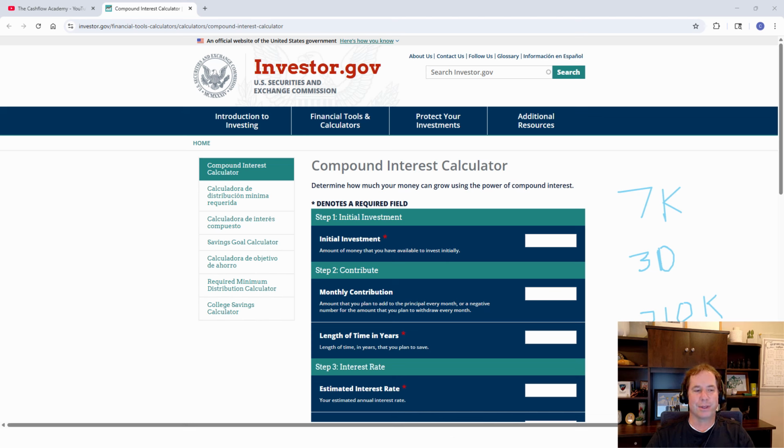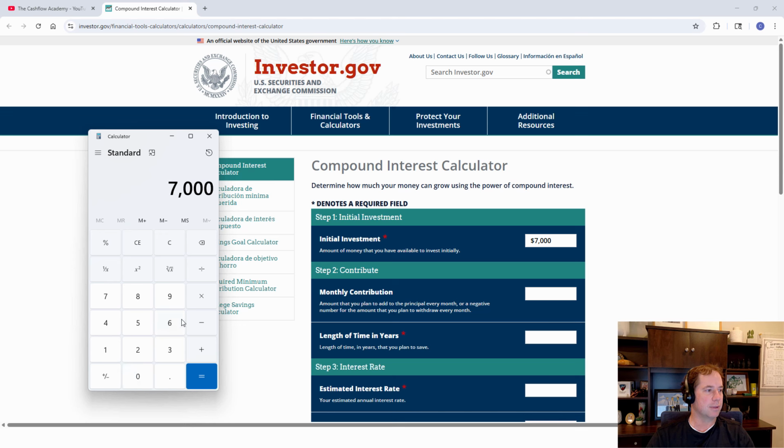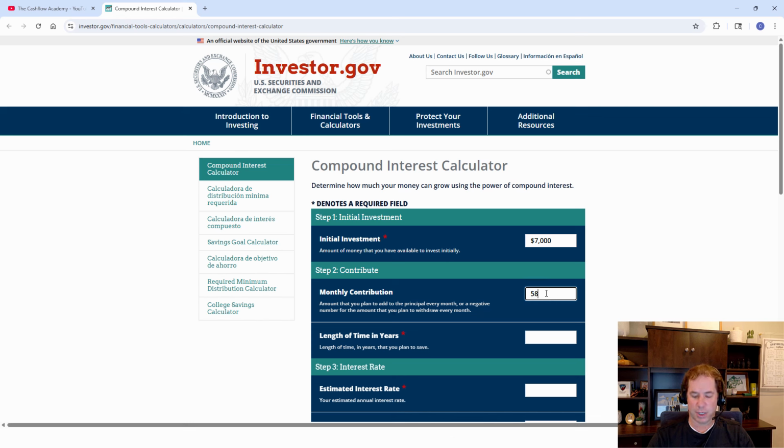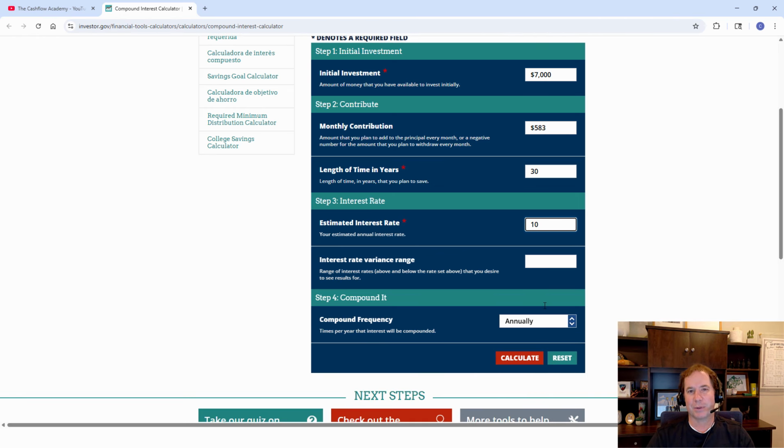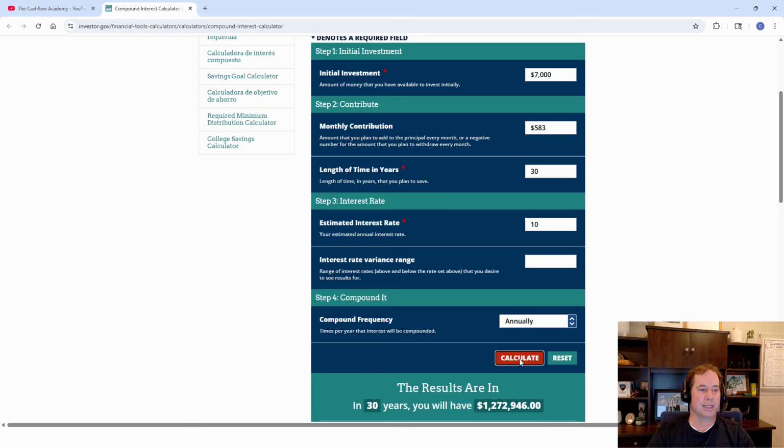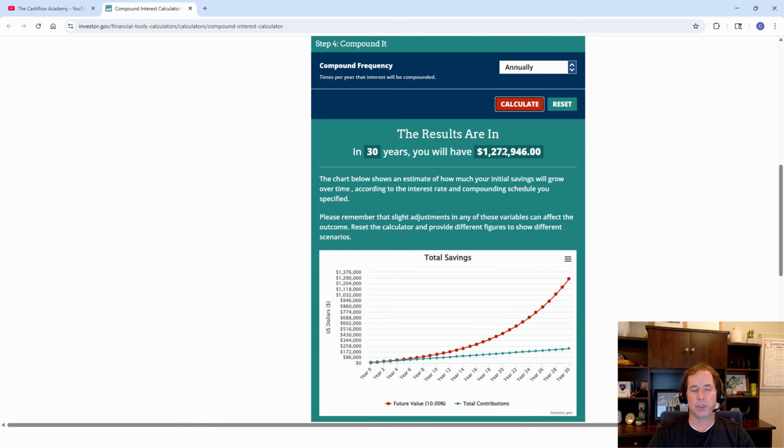So let's plug that into the compounding interest calculator. And let's say our initial investment was $7,000, but then we were contributing basically, let's see what that would be. What's 7,000 divided by 12? How much are we contributing monthly? We're putting an additional $583 in per month to keep contributing 7,000. We're doing that for 30 years, and our estimated return, stock market average about 10%, let's say, and we calculate, okay? It becomes $1.2 million.